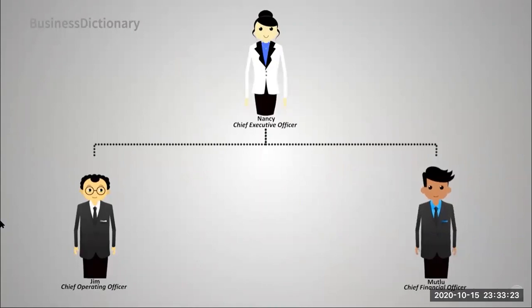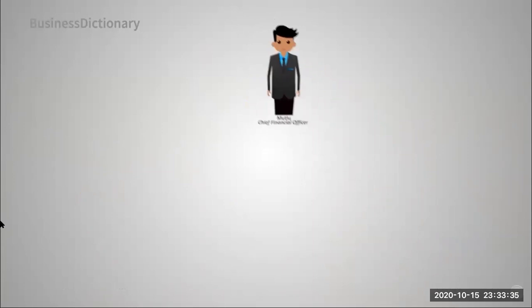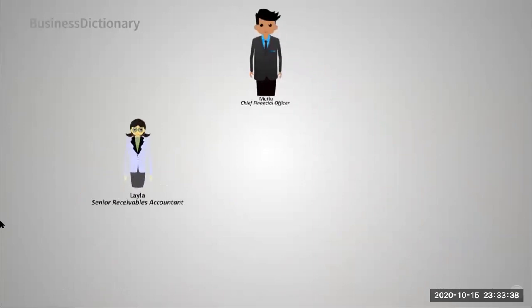Nancy, Jim, and Mutlu are Awesome Corp's executive team. But Awesome Corp has more employees than just 3. A lot more. Let's take a look at the financial department. And as you remember, Mutlu is the CFO. Now this is his team. Layla is a senior receivables accountant. She manages accounts receivables. That's the money coming into the company from its customers. She makes sure invoices get issued and that Awesome Corp gets paid on time.